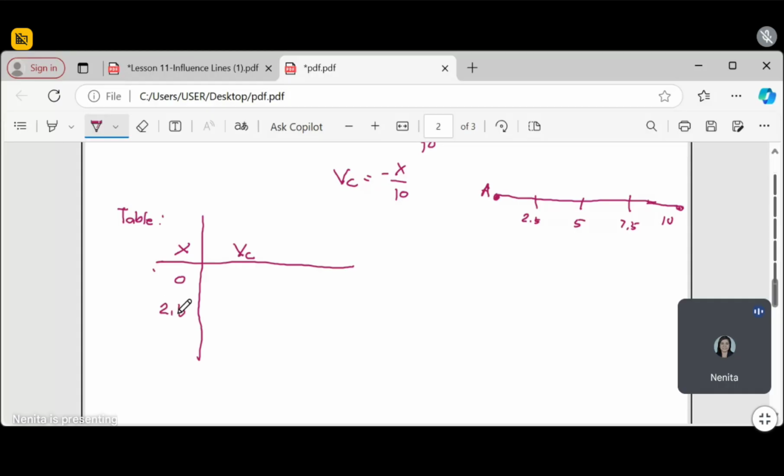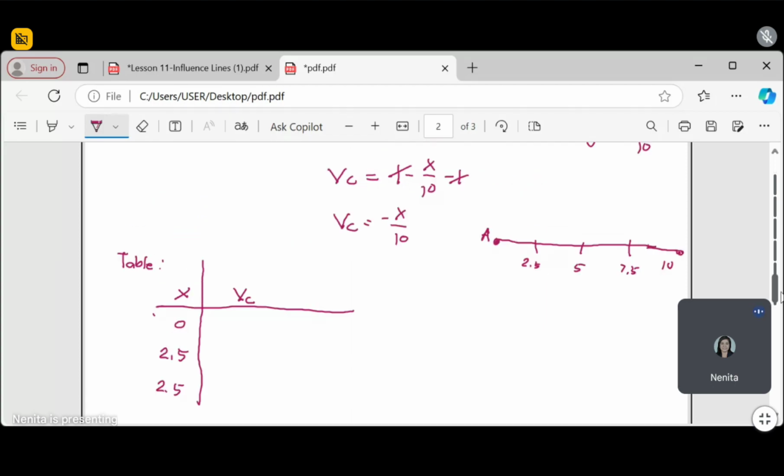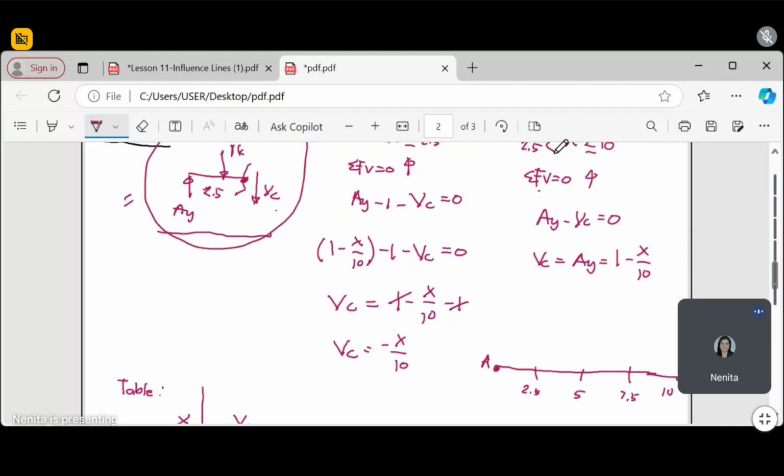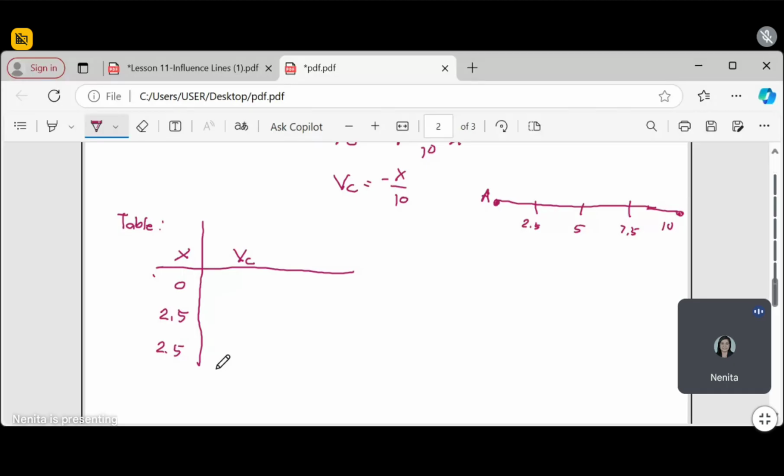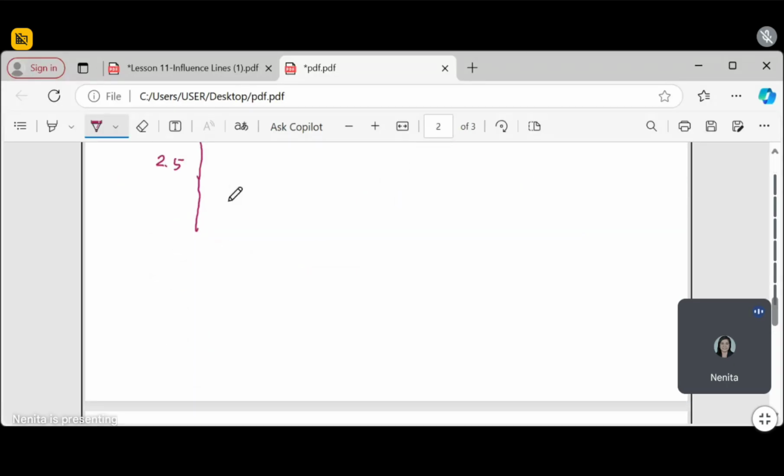But take note, class, ang 2.5 natin, dalawa ang magiging values. Dapat pala meron din siyang equal. Immediate, just to the left, just to the right, such that magkakaroon tayo ng dalawang values. Ang 2.5 when x ay nasa left segment at 2.5 when x is at the right segment. Sunod sa 2.5, 5, 7.5 and 10.